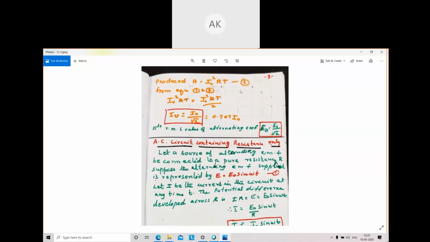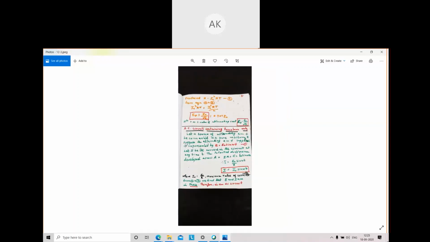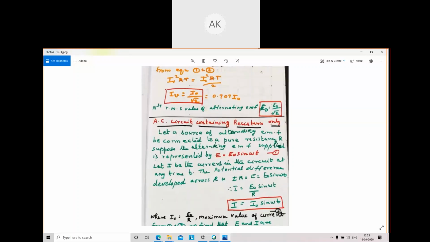So according to the definition, both will produce the same heating effect. So we can equate them. Same resistor, same time period, we send IV, and the equivalent AC is sent. Both produce the same heating effect. So on equating, RT gets cancelled, we get IV equal to I0 by root 2. So that is the relation connecting virtual value and peak value. Peak value is also known as maximum value of current, I0. I equal to I0 sin omega t, where I0 is the maximum value of current. Similarly, EV equal to E0 by root 2.